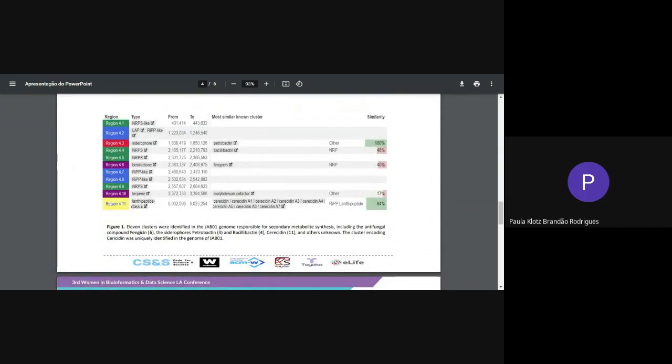Eleven gene clusters were identified in our genome, including the antifungal compound fengycin, and the siderophores petrobactin and bacillibactin, that are compounds able to make iron available. Thus, bacteria that produce these compounds may be plant growth promoters and potential biocontrol agents.